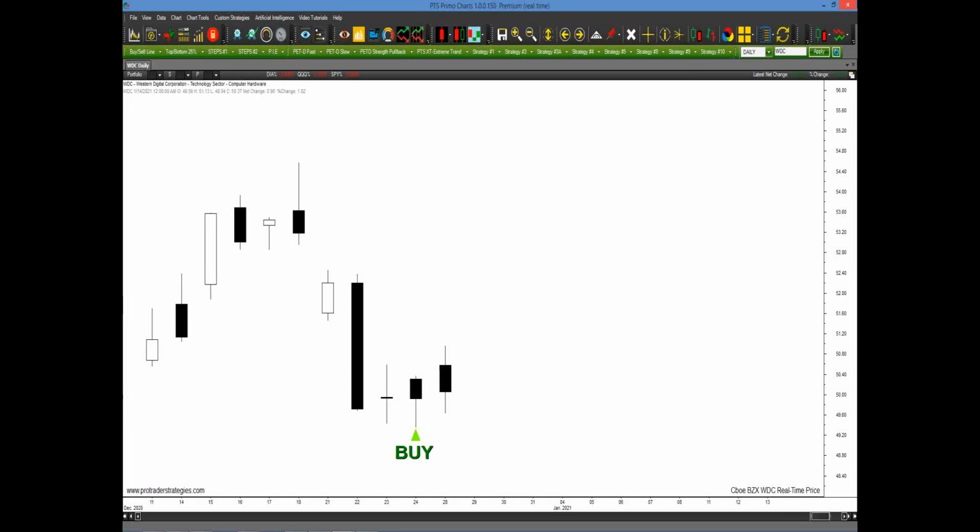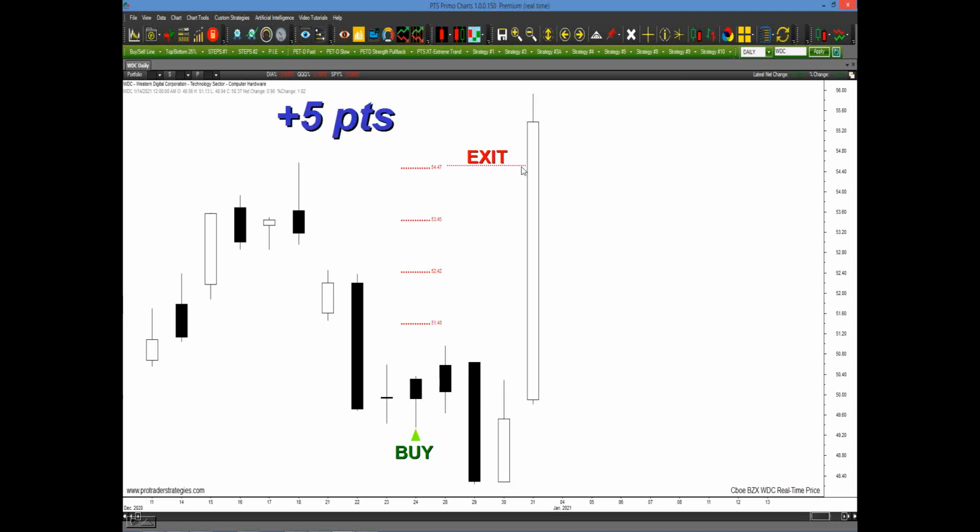Okay, as we look at WDC, Western Digital, coming into January, a buy signal was generated. All of a sudden, we click on the extension exits. Now remember, for this volatile market, let's just assume we're exiting at the 4th and final level. Well, look what happened. In less than a week, we've got a nice 5-point gain.